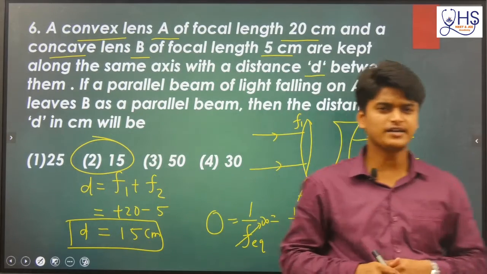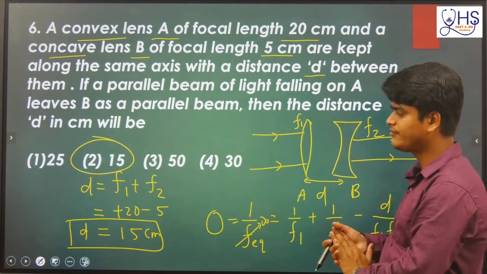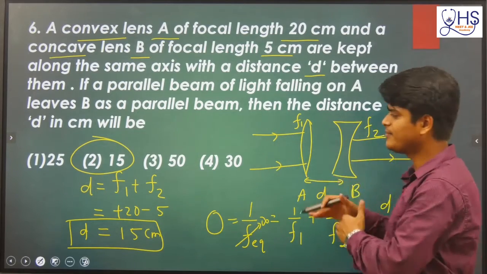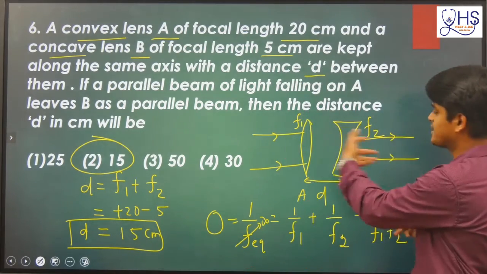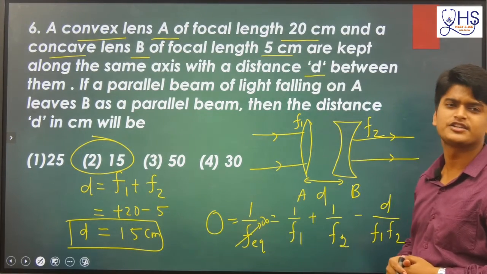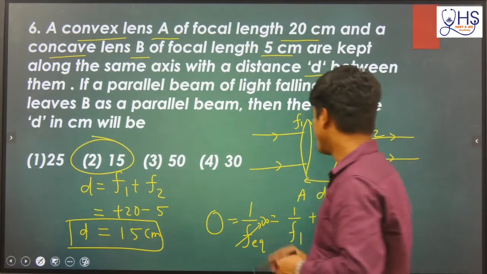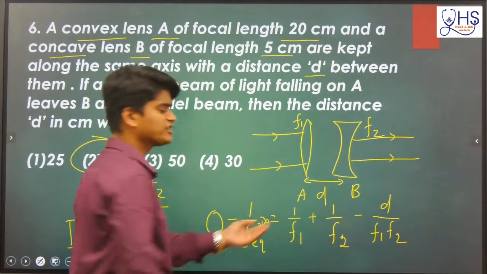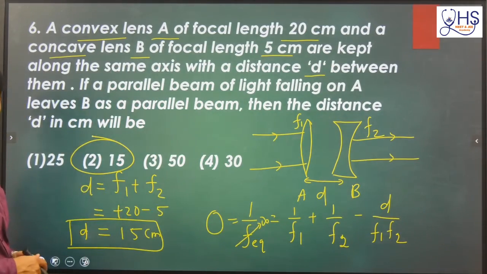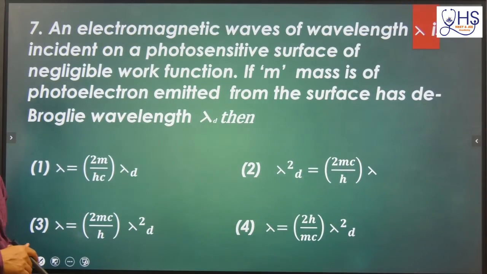I hope you understand. If you directly remember this formula for a combination of two lenses, where rays are going parallel, then d equal to f1 plus f2, directly with sign convention, you can use it and get the answer within a fraction of a second. Otherwise you can solve it this way also, and you will get the same thing, d equal to f1 plus f2. Now let us move on to the 7th question.